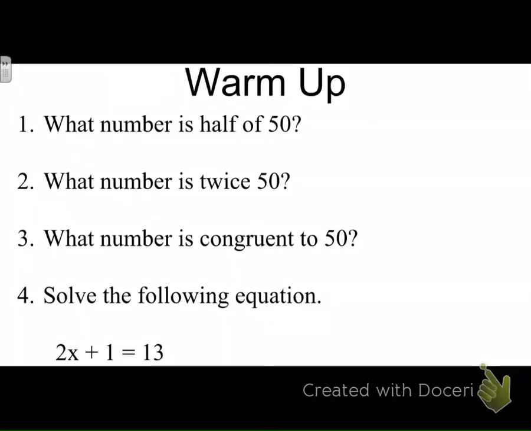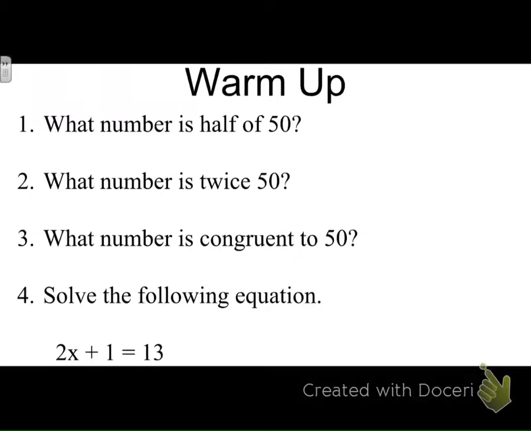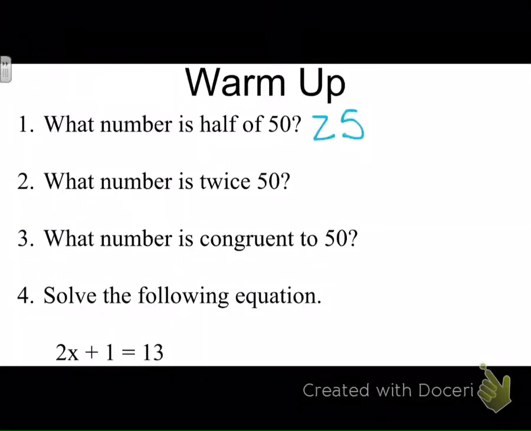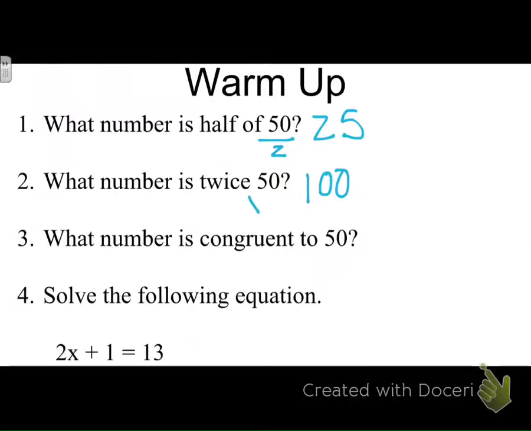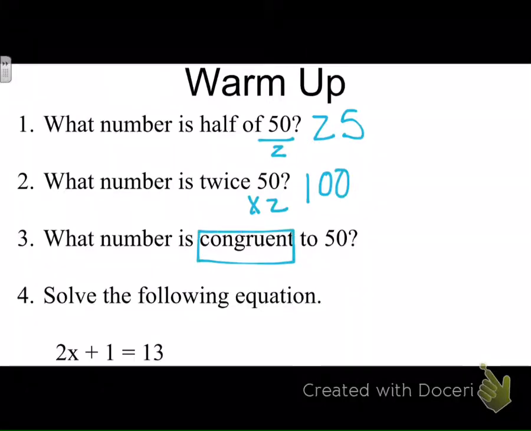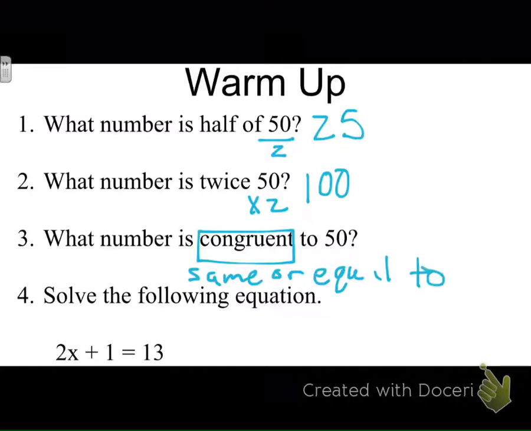Alright, what number is half of 50? That would be 25. What number is twice 50? 100. So this one you divide by 2, this one you multiply by 2. What number is congruent to 50? Congruent means the same or equal to. So the same or equal to. Okay? That would be 50.